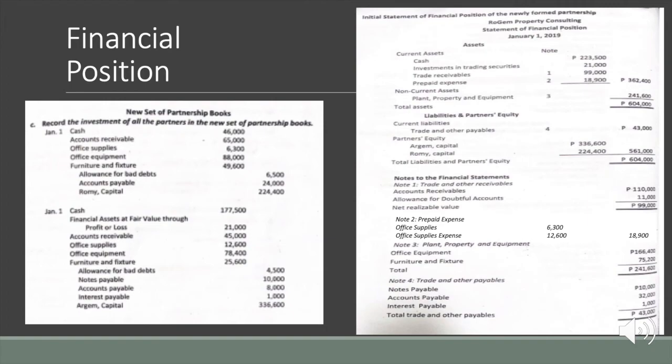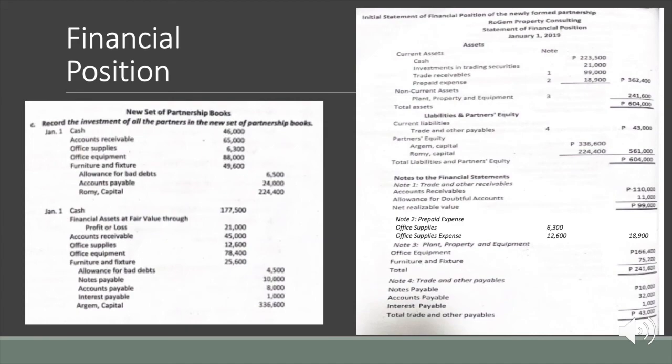Moving on, for our non-current assets, property, plant, and equipment is the third note, where office equipment of 166,400 is added to the furniture and fixture of 75,200, which is equal to 241,600. Now, our non-current assets is 241,600, and added to the current assets of 362,400, it would be equal to 604,000, which is our total assets.